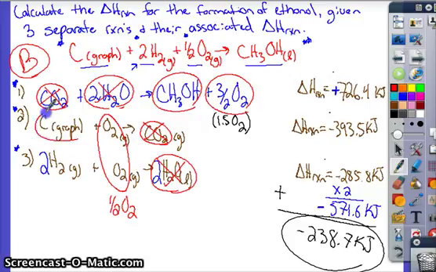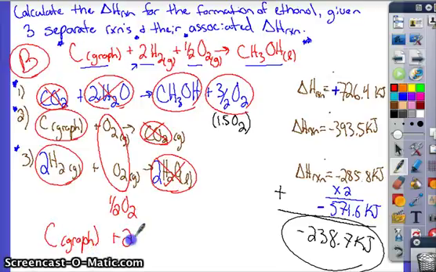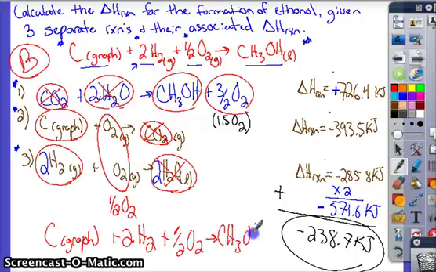We also have graphite on the reactant side that's not canceling, and we have two H2s on the reactant side that's not canceling. So if we rewrote the equation and removed everything that is on both reactant and product side, we would have carbon, that's graphite, plus two H2s, plus 1/2 O2, yielding CH3OH, which is the same as the reaction in question, which proves we correctly manipulated everything.